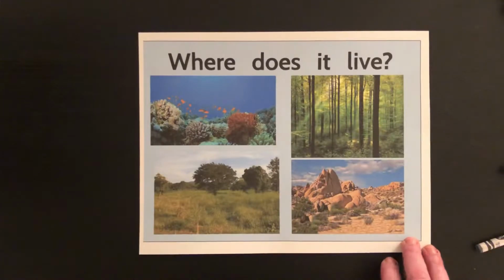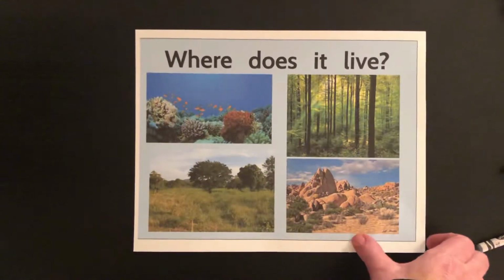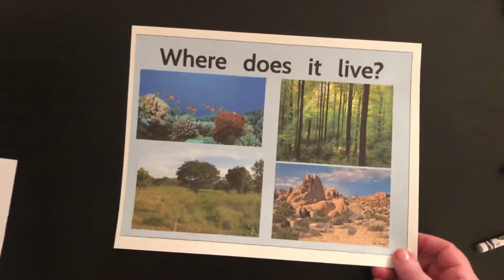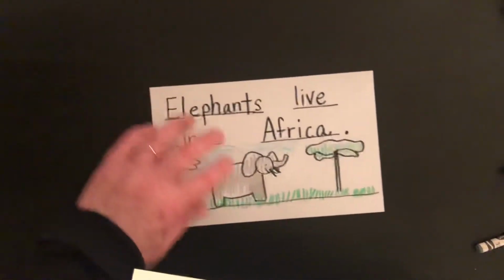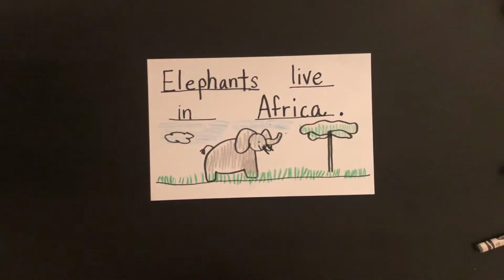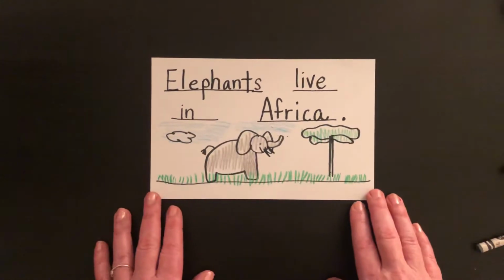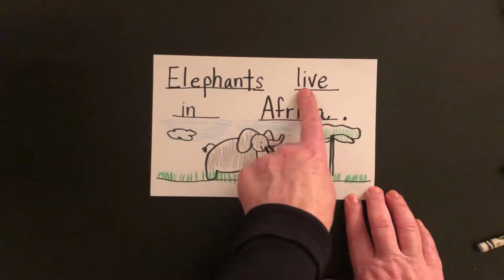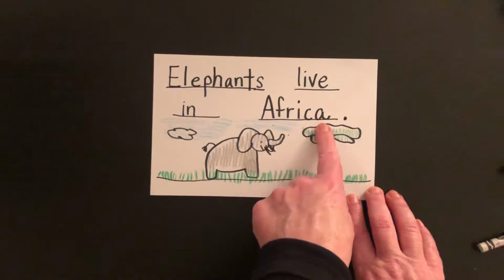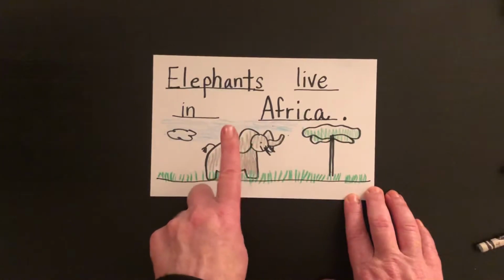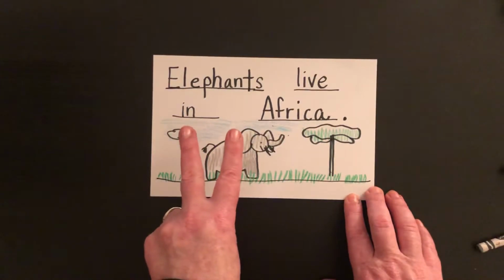When we found that out, we were able to put that in our book as where this animal lives. So this was our very first page in our information book. We wrote, elephants live in Africa. That's our first page. Now we're going to work on our second page.